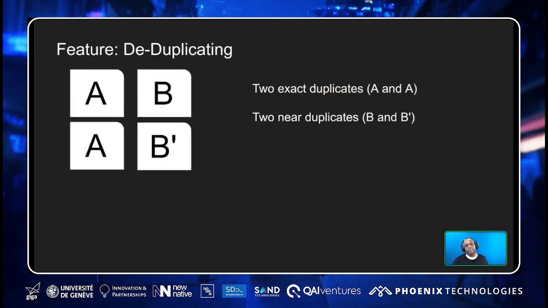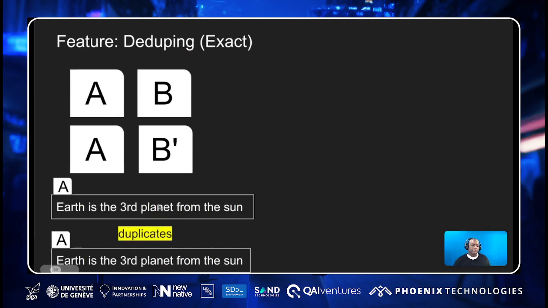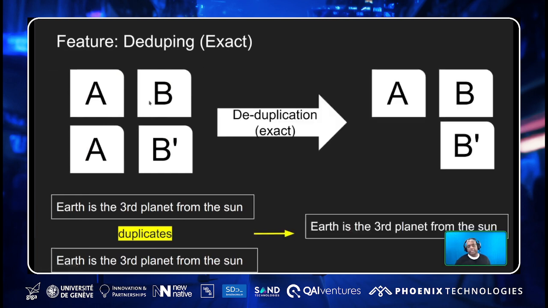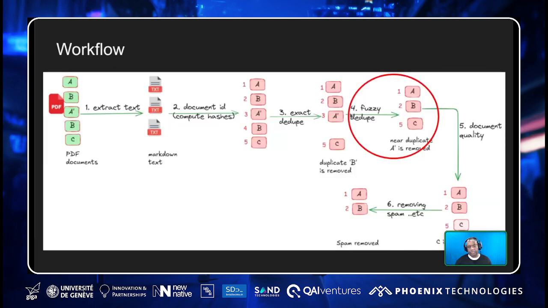How do we do this? Very simple. Here's an illustration. Imagine I have 4 documents, and these are exactly the same document, A and A, with exact identical text. After I run the dedupe, I'm only going to have one document. You can see one A has disappeared. Remember, they're identical, so we're going to eliminate one of them.